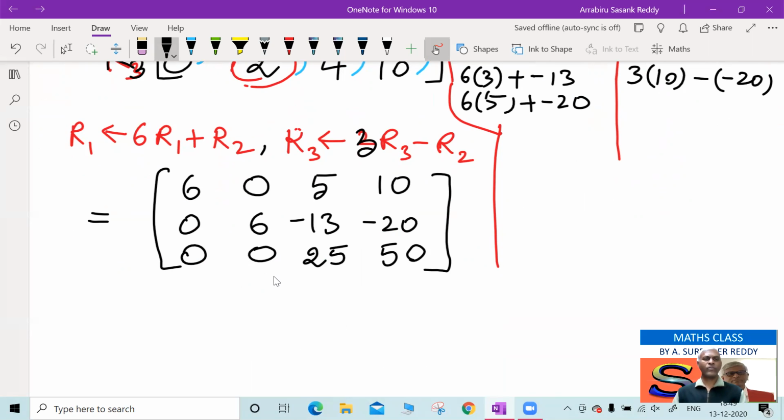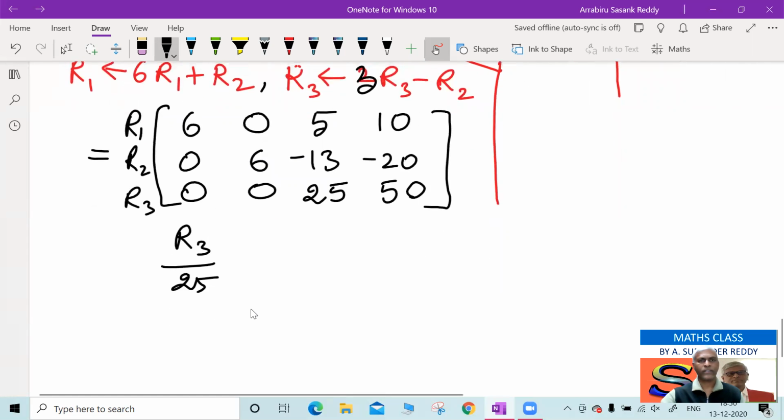So before that, if you want to simplify any row, so if all the elements of any row can be divided by any number, it becomes simple. So you can divide the third row by 25. Okay. So now I am dividing third row by 25 so that it becomes simplified.